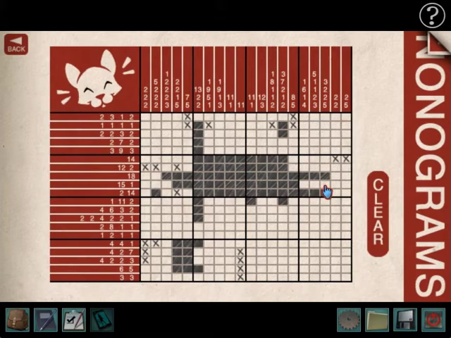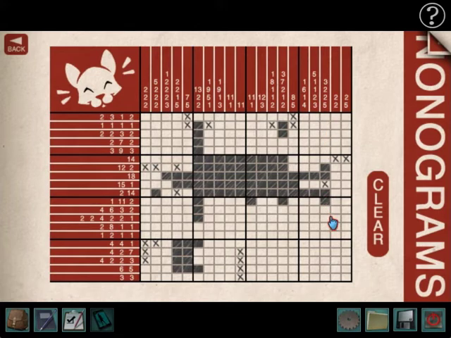3, 2, 2, 5. Let's see, if this is all connected, does this work? 2, 2, no it doesn't. So this has to be separated. Which means that at least we know that this is filled in and this is filled in, although we don't know exactly if this is a 3 or if this is the first 2. That's still an unknown. This has to be at least a 2 though.